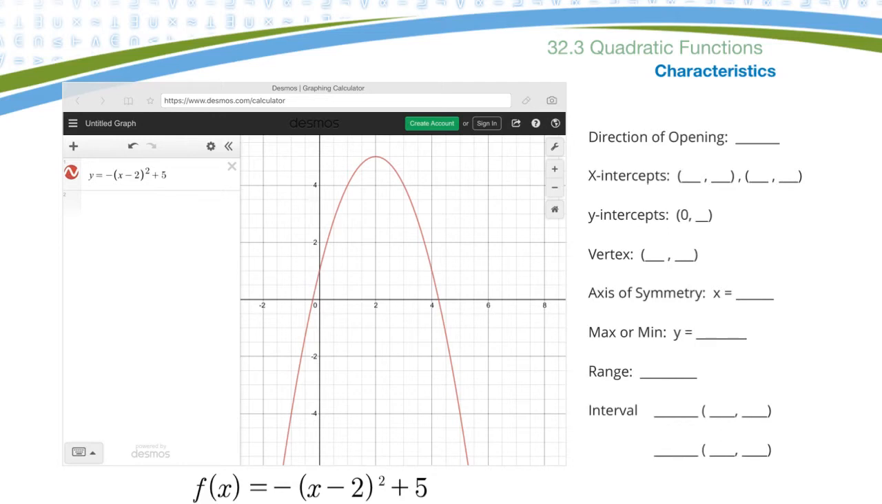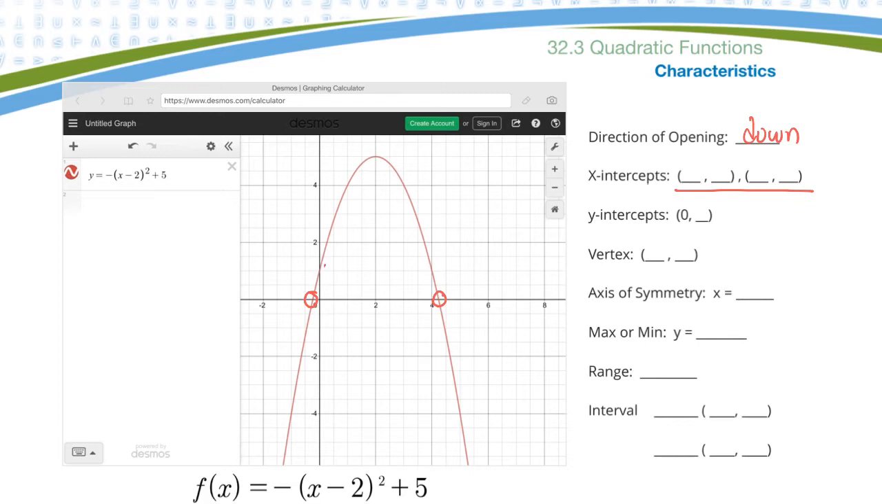So the direction of opening, this one opens down. So the opening is down, the peak is at the top. So for direction of opening, I would simply say down. X-intercepts are these points right there. We've just done a video where we used the quadratic formula, factoring, etc., to determine the x-intercepts. You would do that with an equation.